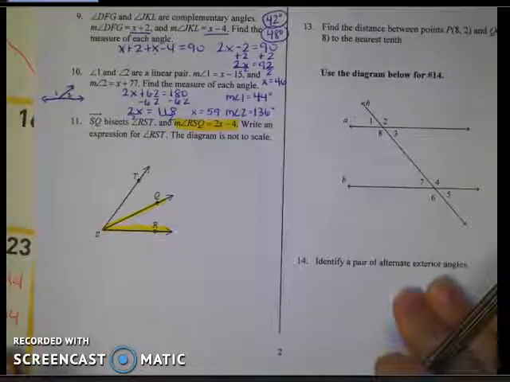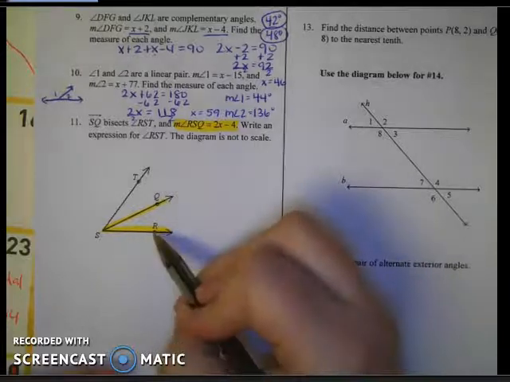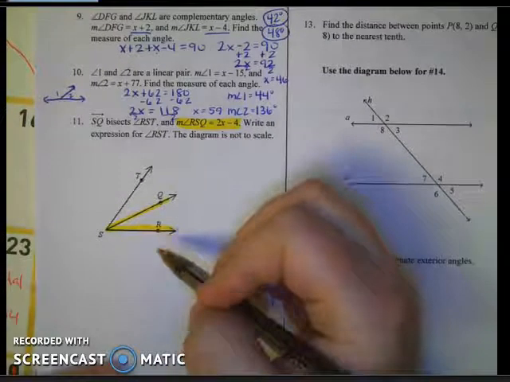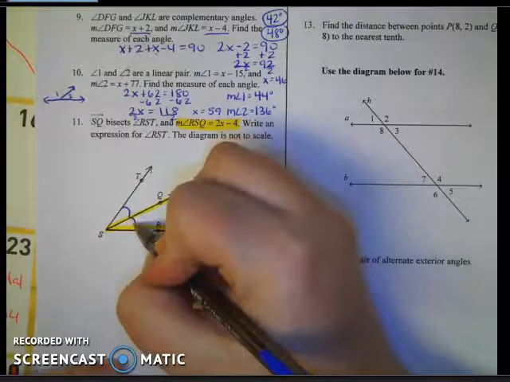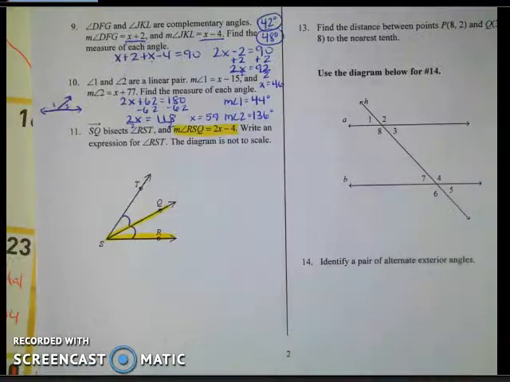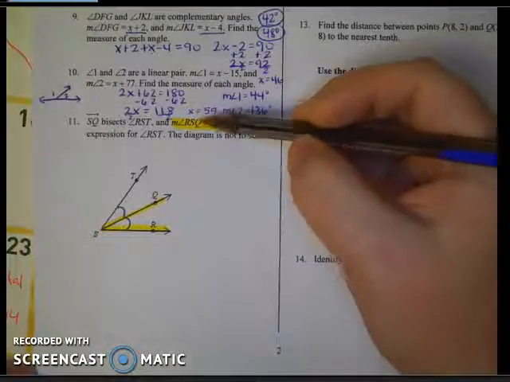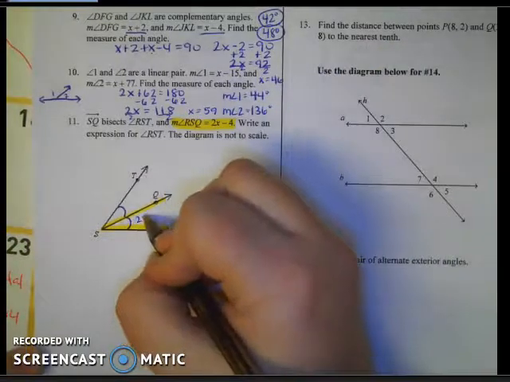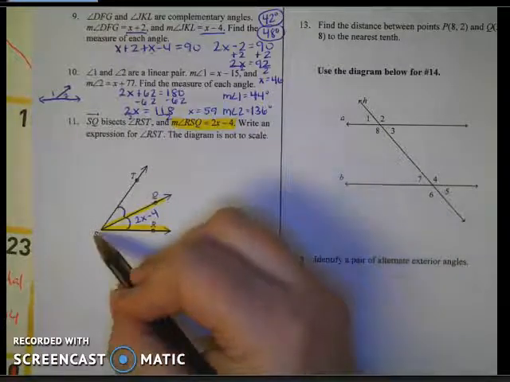Alrighty. Number 11. SQ bisects angle RST. So RST is the large angle here. If it bisects, that means it cuts it in half or into two congruent pieces, so both of those smaller angles are going to have the same measure. The next part tells us that angle RSQ is 2x minus 4. Write an expression for angle RST, meaning the entire angle.